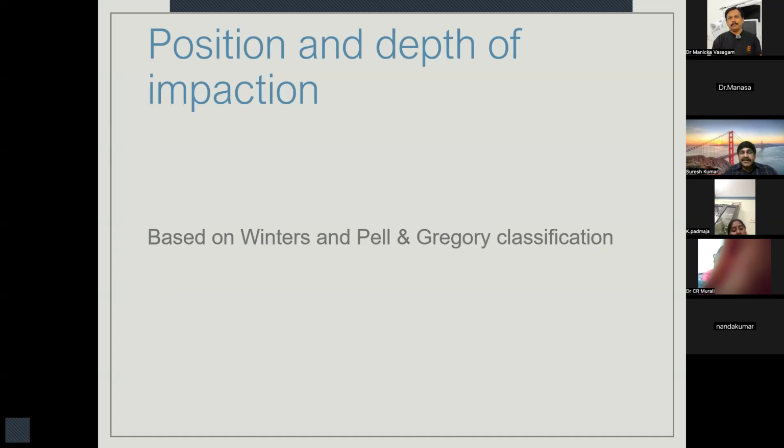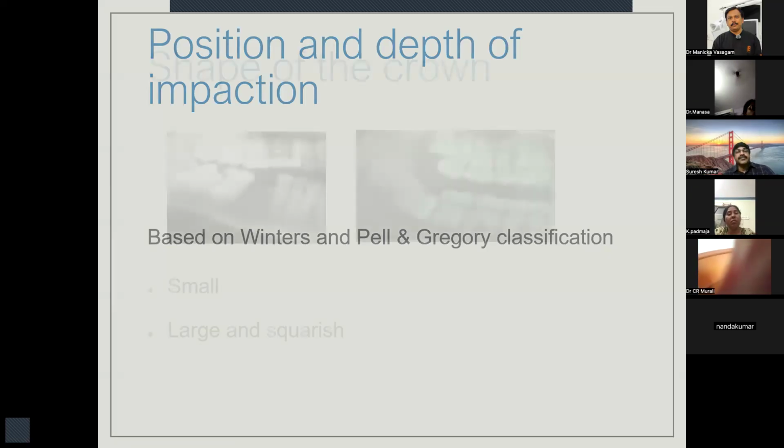Next, the position and depth of the impaction is based upon the Winters classification and the Pell and Gregory classification. If you do one of these classifications, especially Pell and Gregory, we are going to know the amount or the severity of the impaction and how difficult it is going to be.